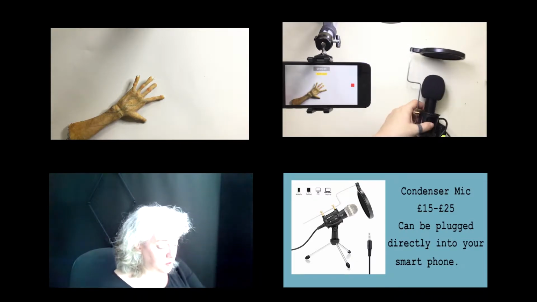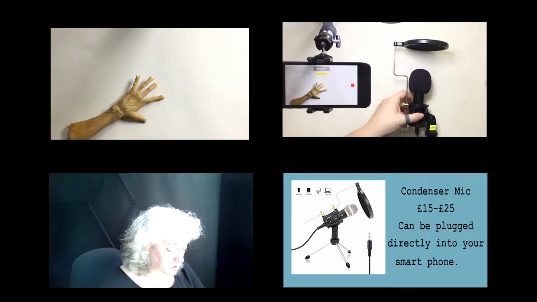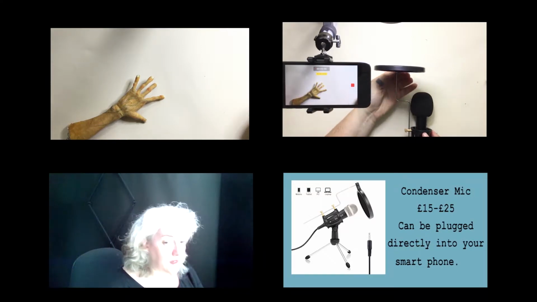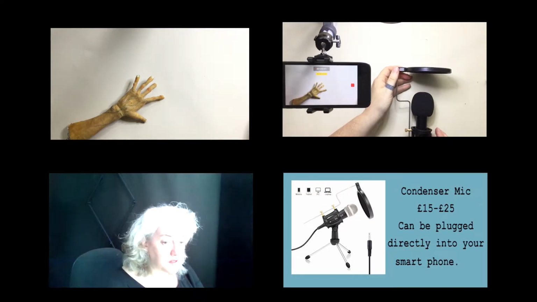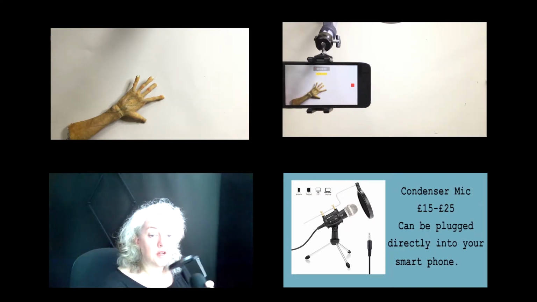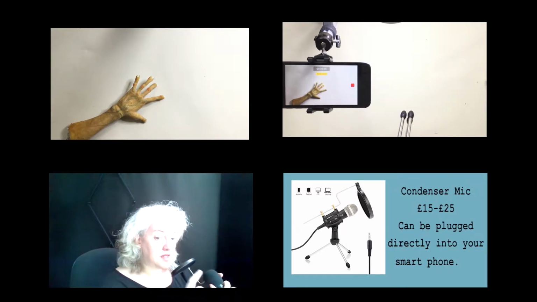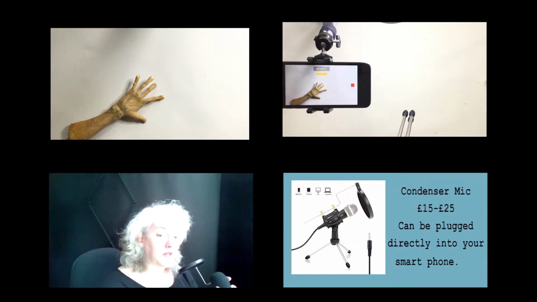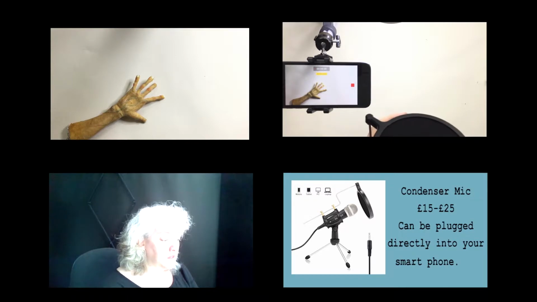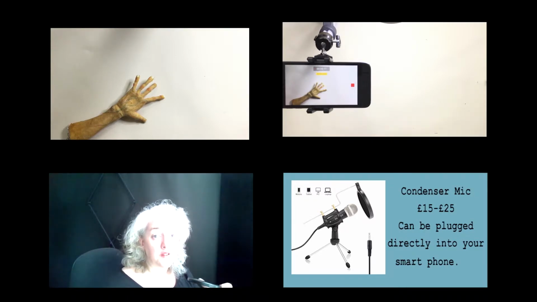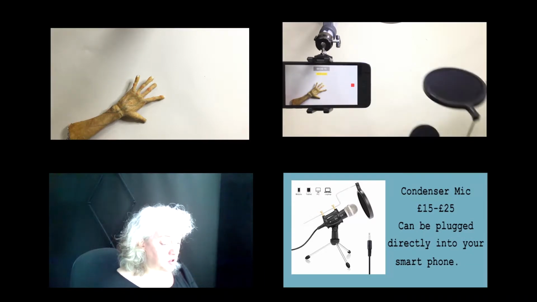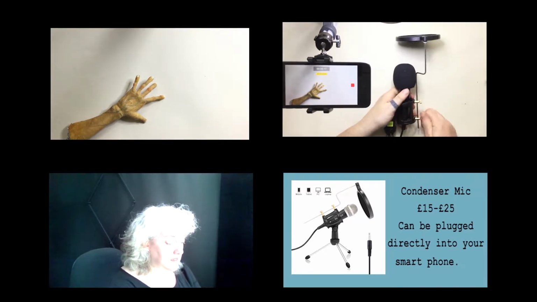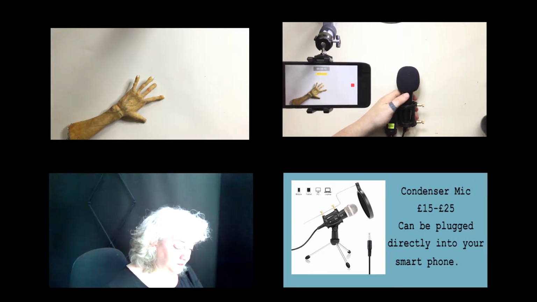This one comes with its own little pop shield. Now a pop shield is really important. I'm just going to lift it up so you can see it here, and it stops your breath hitting the microphone so you don't get those popping noises. Generally speaking, you'd have the microphone set far enough back that that's not so much of an issue, but it's useful to have. If you don't want it, it's actually quite easy to just remove it.